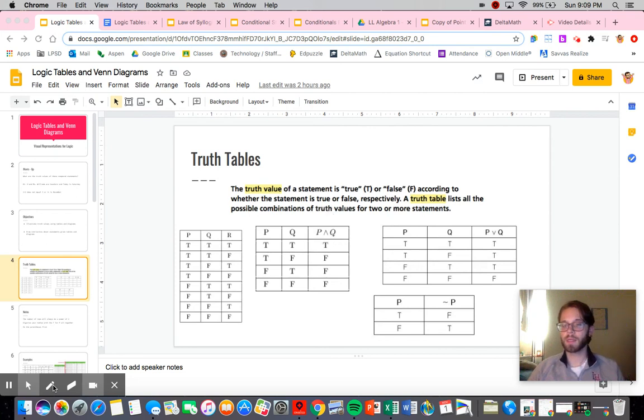Hi, everyone. I just wanted to take a moment to talk about truth tables. Truth tables are a visual representation of the truth values of different statements. We're taking away the context here and backing ourselves out, looking at it as strictly the symbolic notation.